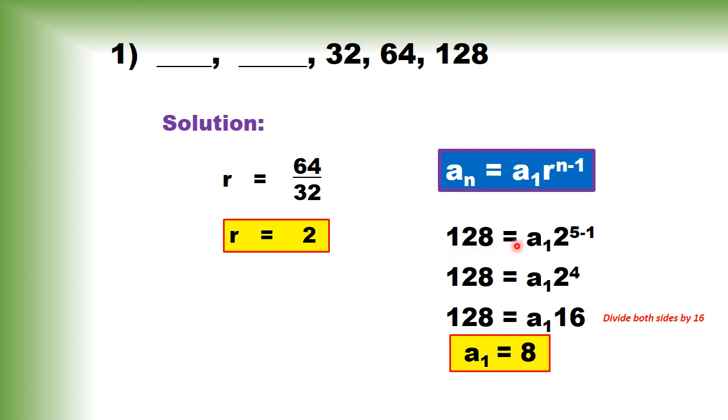So we have 128 equals a sub 1 times 2 raised to the power of 5 minus 1. Perform first the exponent. 5 minus 1 equals 4. So 2 to the 4th is equal to 16. Then divide both sides by 16. So we have a sub 1 is equal to 8. To find the next number, from left to right, multiply 8 by the common ratio r equals 2. 8 times 2 is equal to 16.